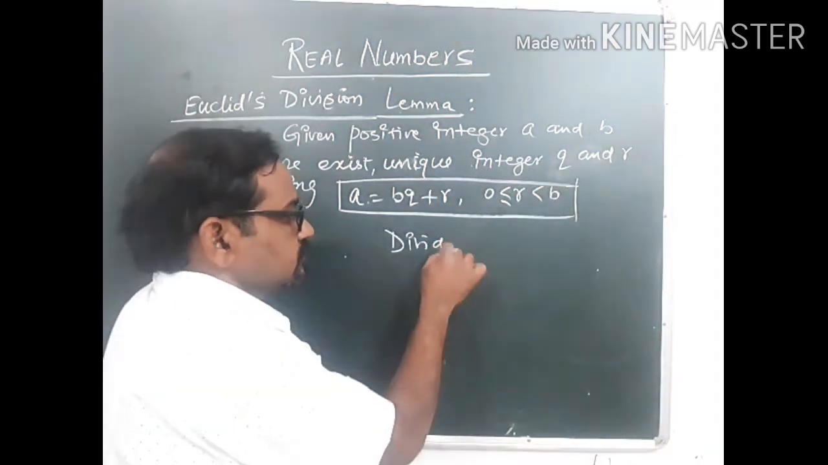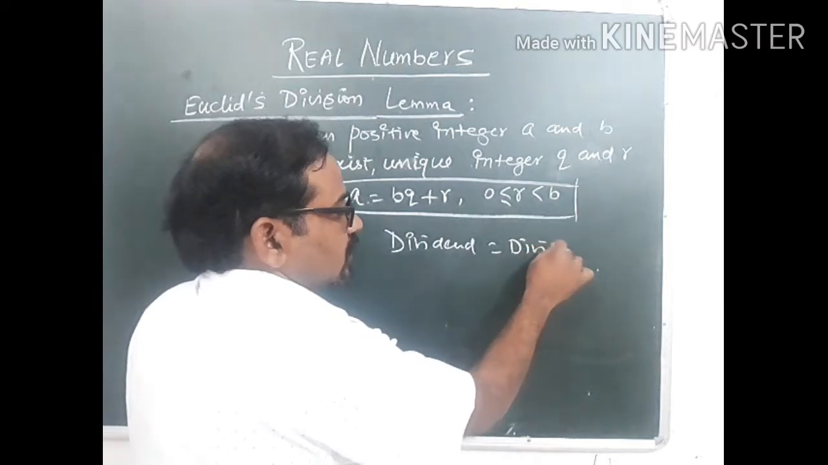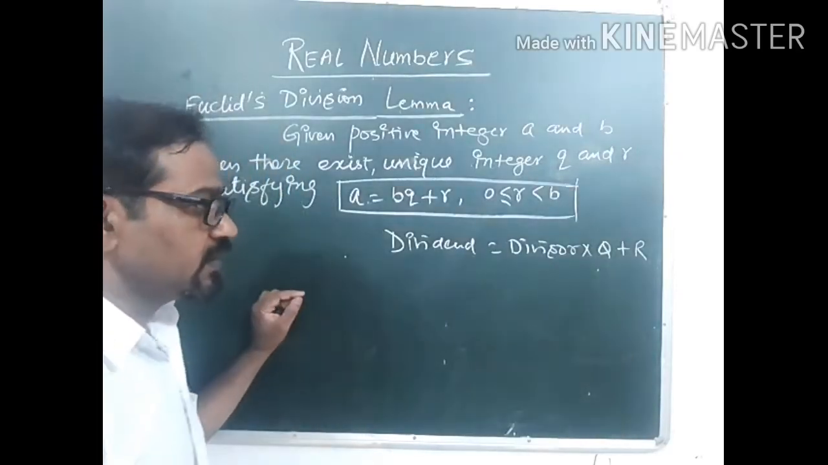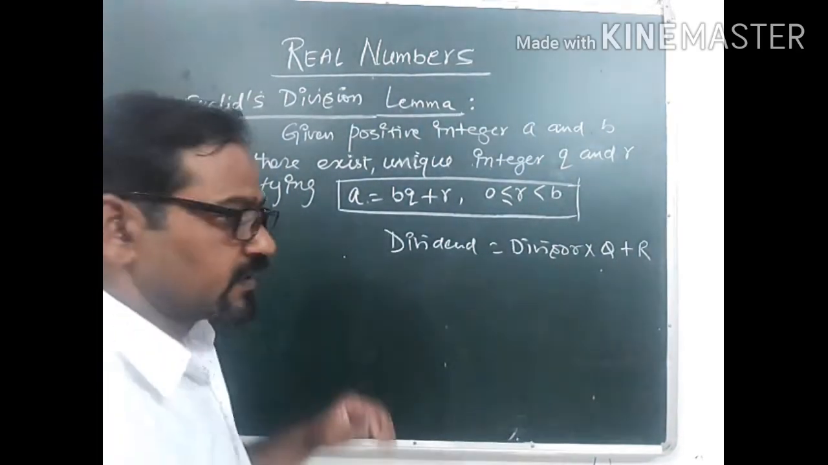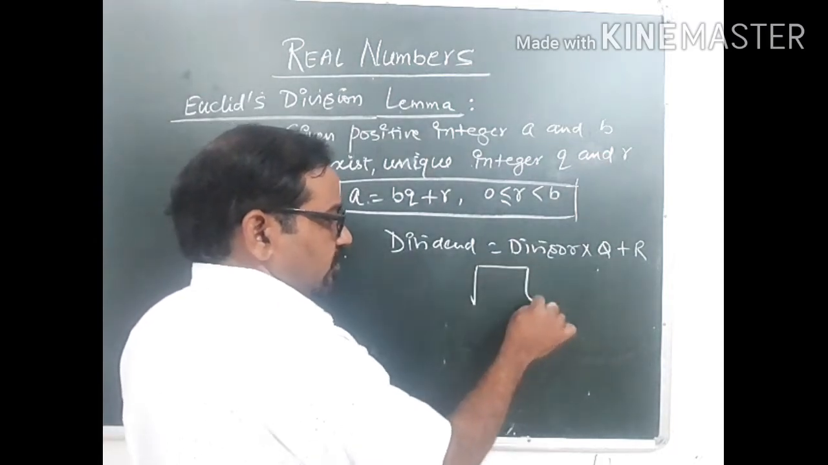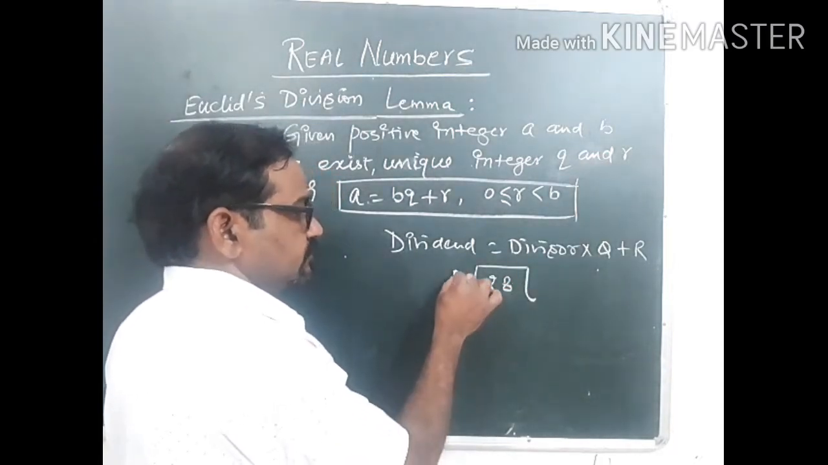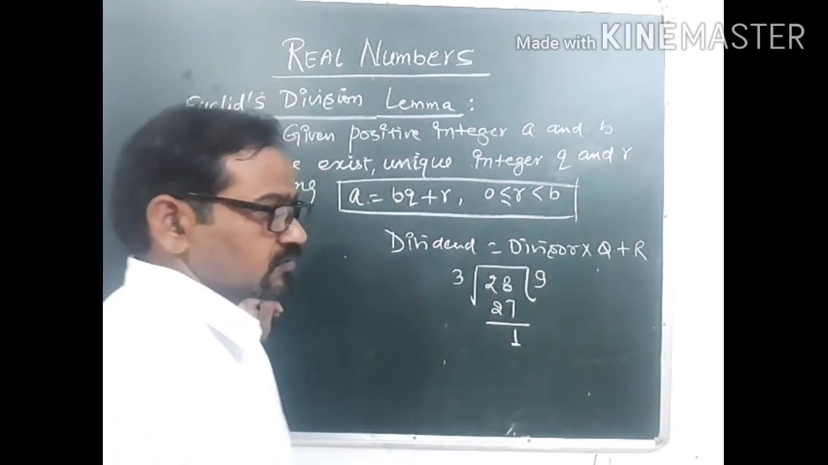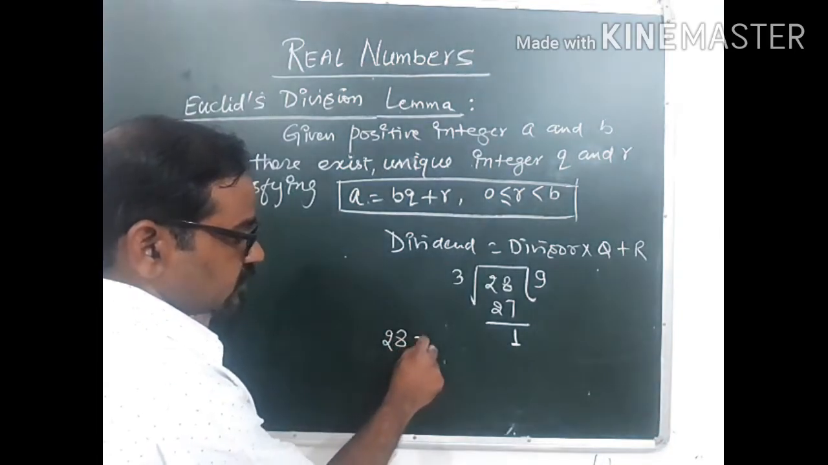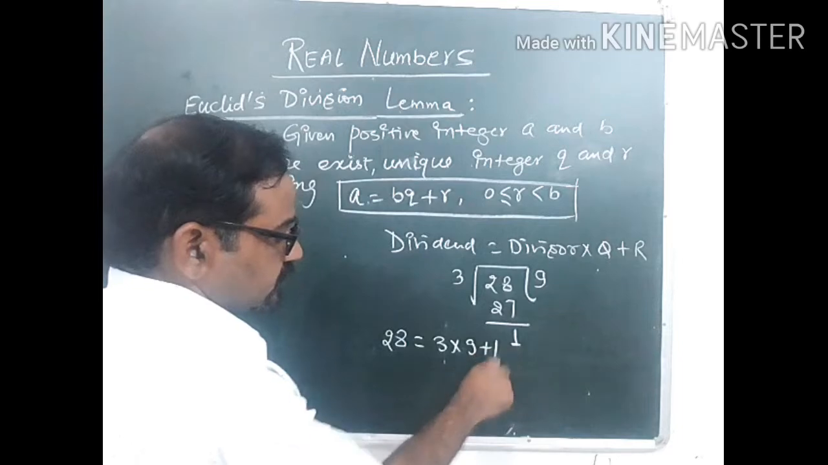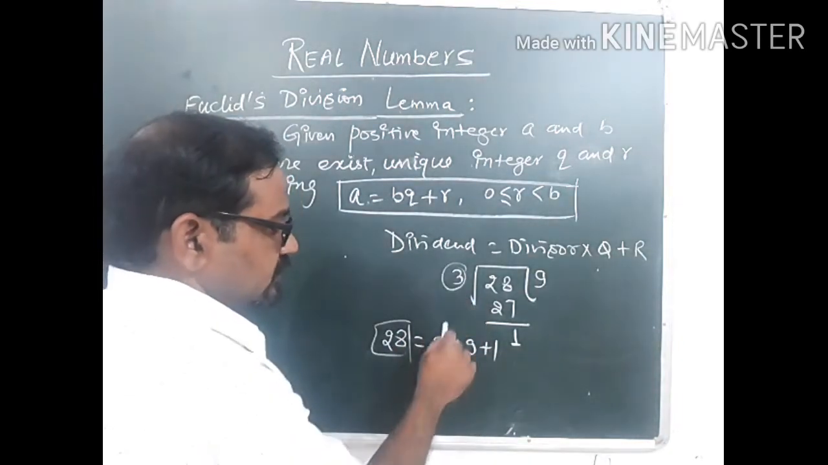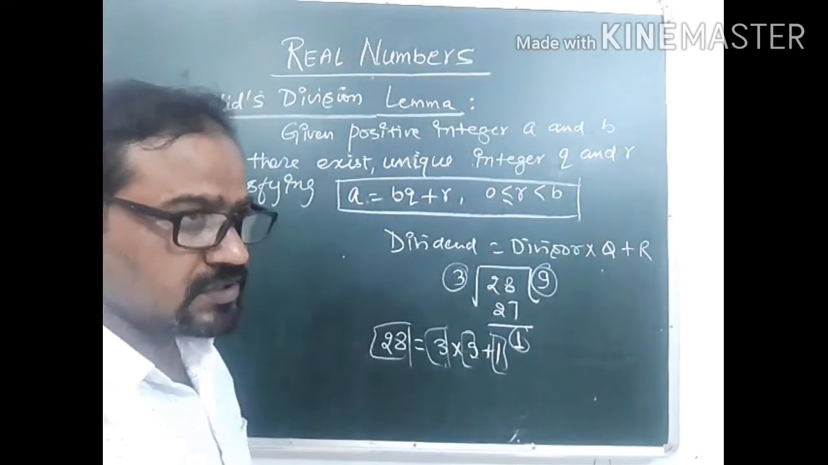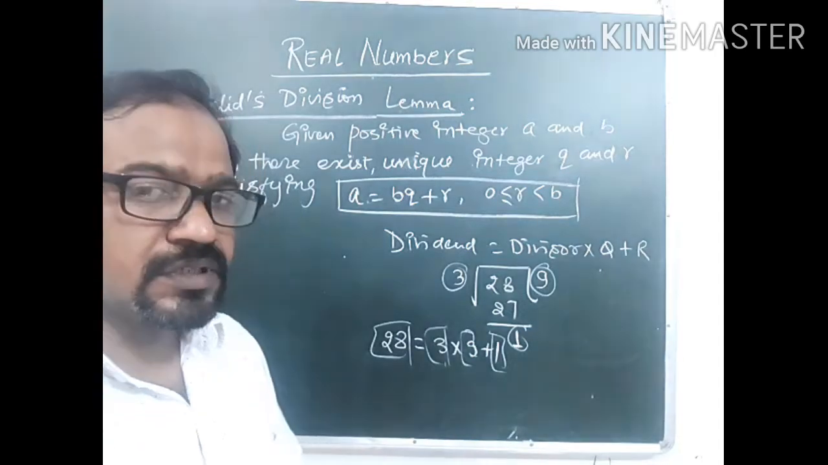Dividend equals divisor into quotient plus remainder. Let's take an example. When we divide 28 by 3, 3 nines are 27, remainder is 1. Therefore we can write 28 = 3 into 9 plus 1, that is dividend equals divisor into quotient plus remainder. So this is according to Euclid's division lemma.